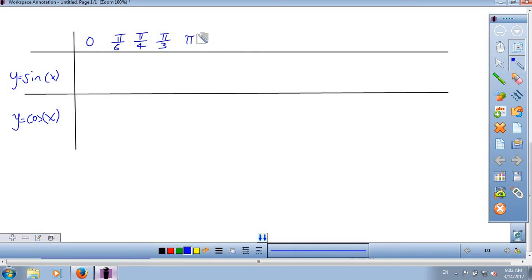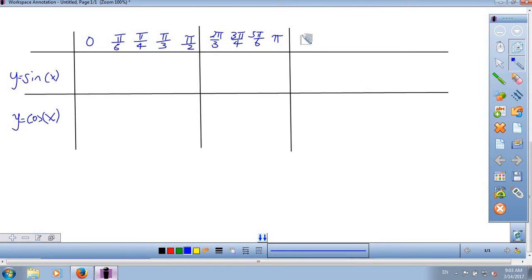So this is the first quadrant, and then the next ones are 2 pi over 3, 3 pi over 4, 5 pi over 6, and pi. This is the end of the second quadrant.